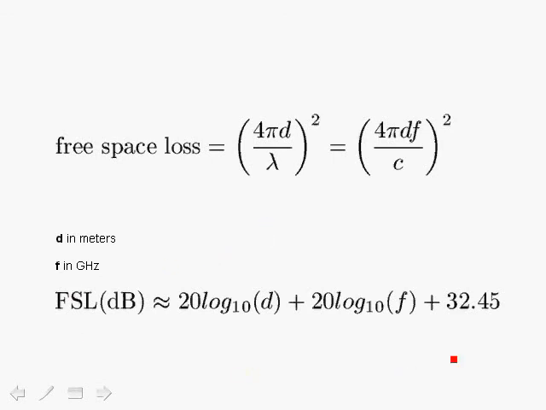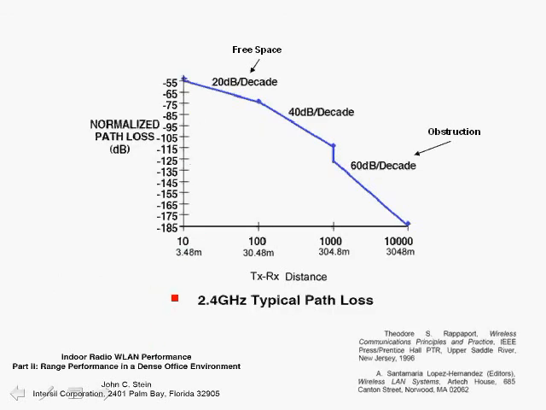But this formula here is pretty useful in terms of getting a rough idea of the free space loss as a function of distance for a fixed frequency. For example, in our case, for 802.11a, f would be, for example, 5.2 gigahertz. This curve again from Stein is very important, and it shows the typical path loss at 2.4 gigahertz within an indoor wireless environment.